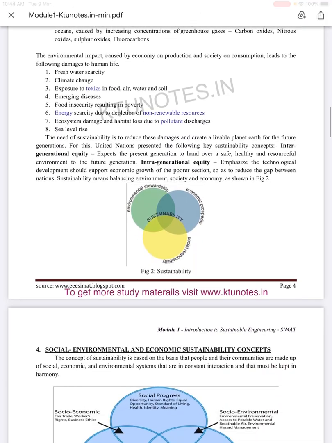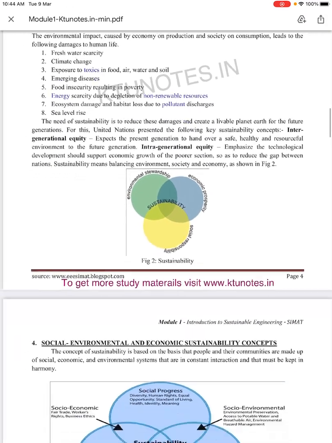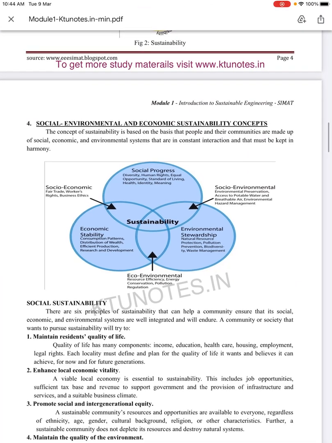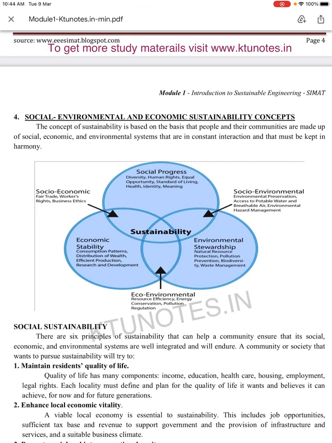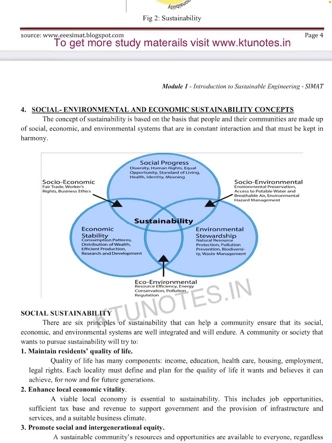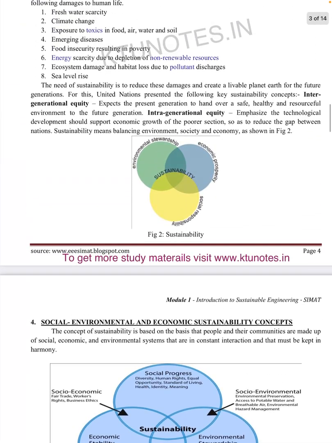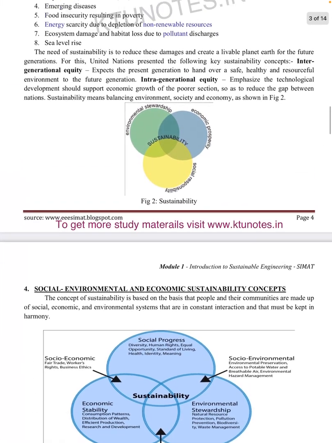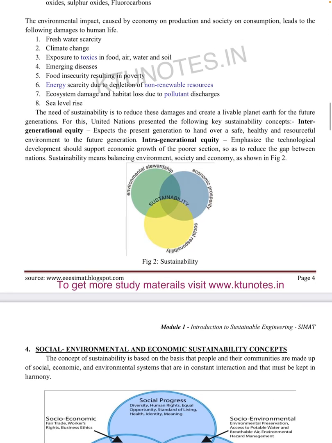In the diagram we see the three types of sustainability, that is social sustainability, economic sustainability and environmental sustainability, joining at a common center point. That common center point is defined as sustainability. So we will discuss the three types of sustainability in detail in this class.